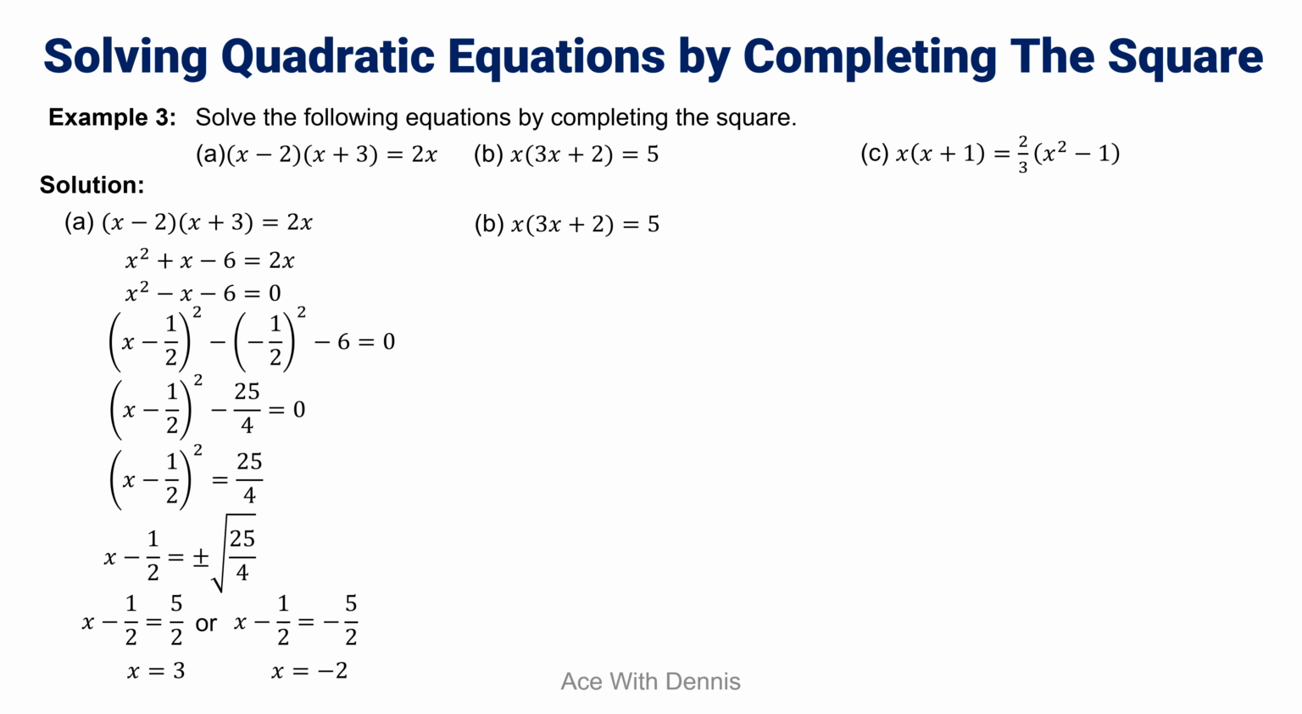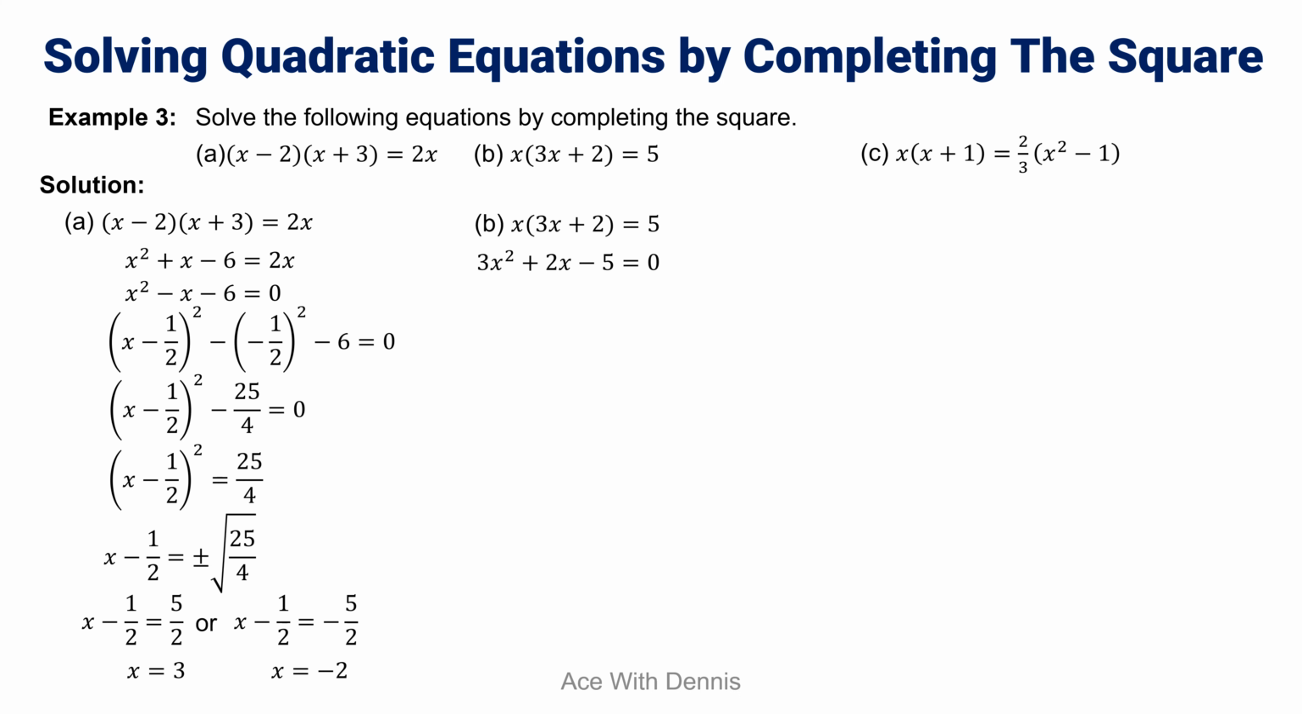Then for B, x times (3x plus 2) equals 5. First expand the bracket and move the 5 to the left hand side. So we'll get 3x squared plus 2x minus 5 equals 0. Okay, before I perform the completing the square, I find that the coefficient of x squared in this case is 3, not 1.